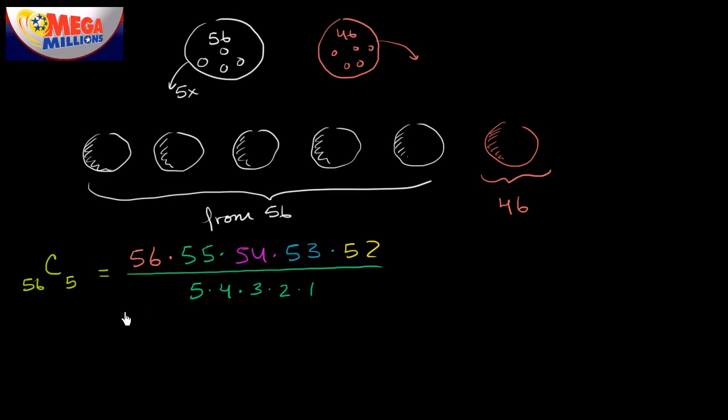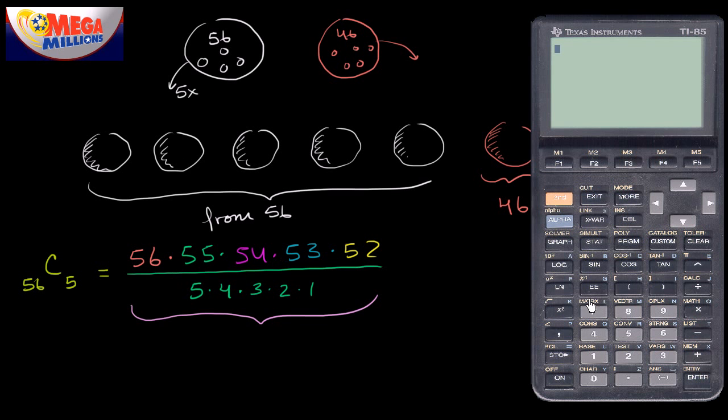So when we calculate this part, this will tell us all of the combinations of just the white balls. Let's calculate that. So just the white balls, we have 56 times 55 times 54 times 53 times 52. And we're going to divide that by 5 times 4 times 3 times 2. We don't have to multiply by 1, but I'll just do that to show what we're doing. And then that gives us about 3.8 million.